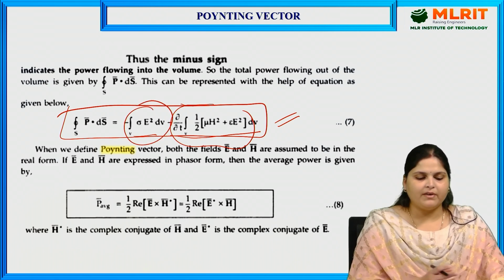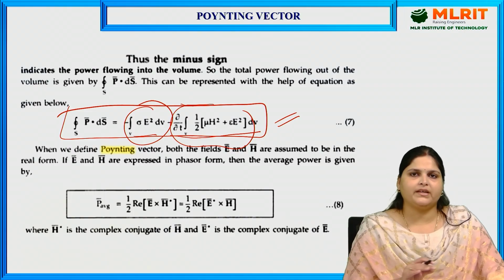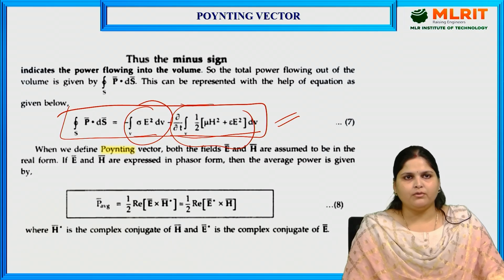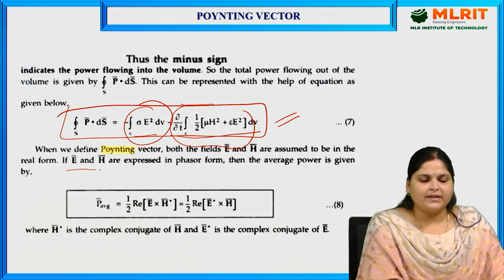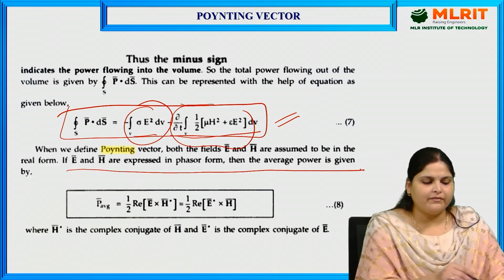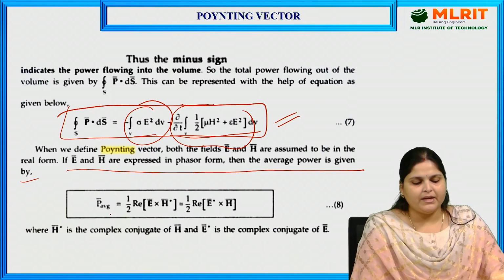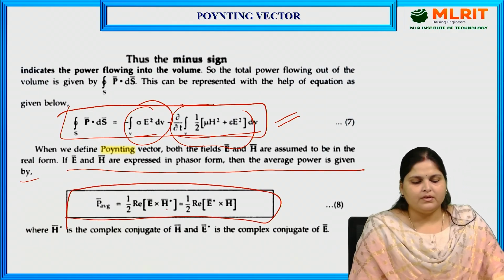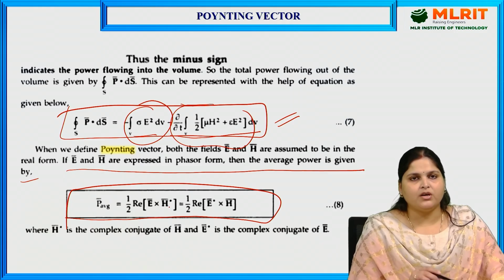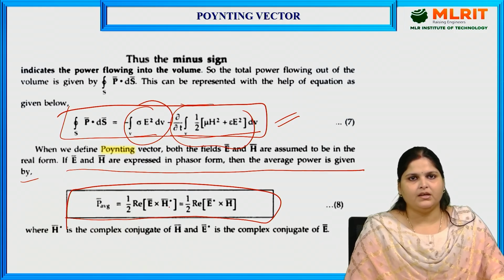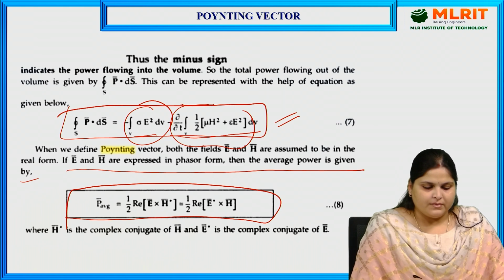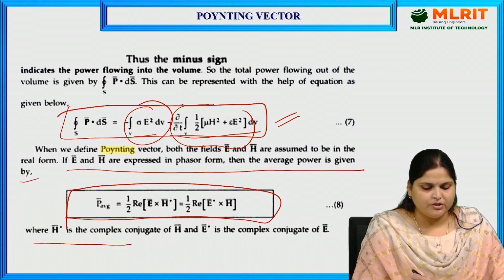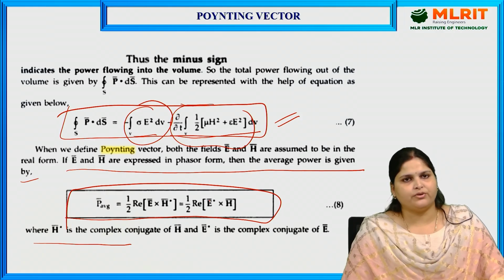So when we define the Poynting vector, both fields E and H are assumed to be in real form. There is no imaginary form. But if we want to express E and H in phasor form, the average power can be given by P average equals 1/2 the real part of E×H*, okay, where H* and E* are the complex conjugates.